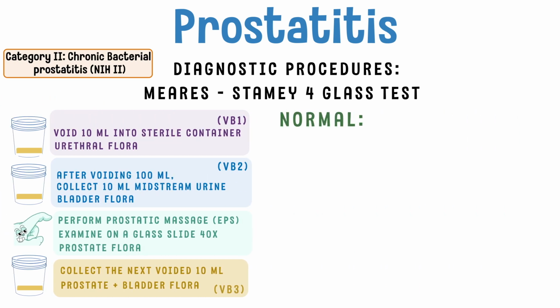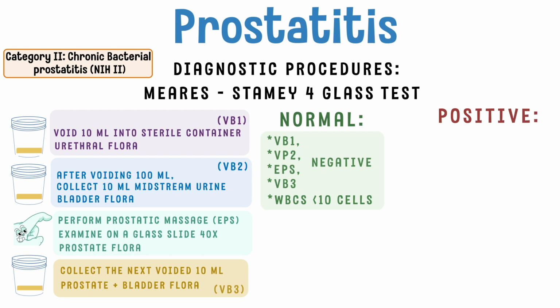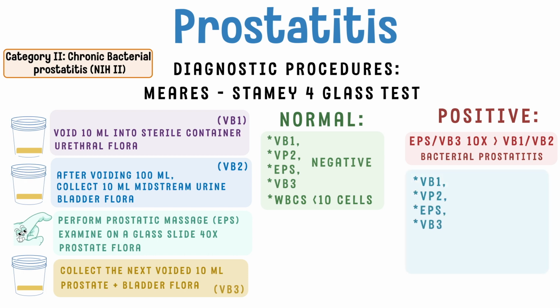Normal results include negative urethral, prostatic and bladder cultures. VB1, VB2, EPS, and VB3 are negative. Normal prostatic secretion shows no evidence of excess white blood cells, with less than 10 white blood cells per high-power field. Positive results: if EPS or VB3 colony counts are 10 times higher than VB1 or VB2, then bacterial prostatitis is present. If all cultures are positive, then bacterial cystitis is likely present, and the test should be repeated after 5 days of antibiotics.